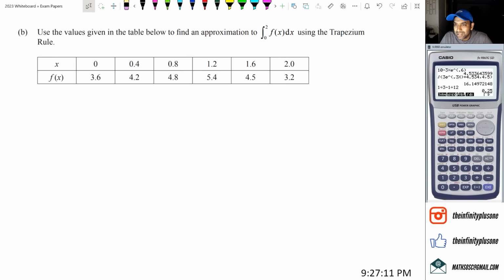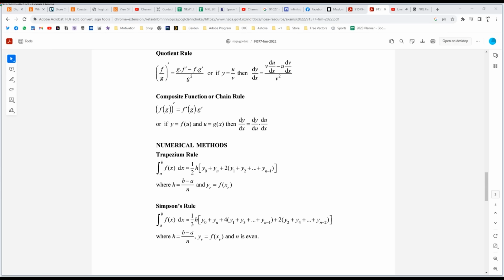Okay. So with trapezium rule, guys, we're going to go into the formula sheet, and we're going to grab this particular formula. Notice how this is y0 and yn, and everything else is kind of in the middle. So we've got half h, where h is b minus a over n, and so on. I'm going to have to write this equation down because I always forget it. I hate using it.